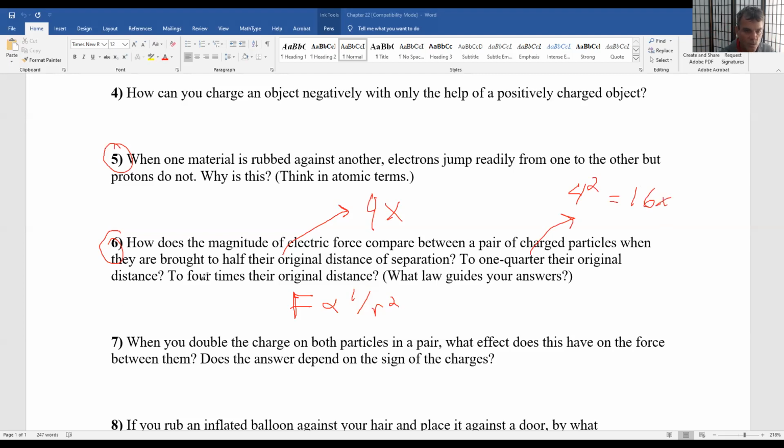And then how about to 4 times the original distance? Again, if we change the distance by a factor of 4, the force changes by a factor of 16. Here, if I bring them to 4 times the original distance, it's 4 times farther apart, which means the force is weaker. But in this case, it's 16 times weaker. So the force would be 1/16 the original force.